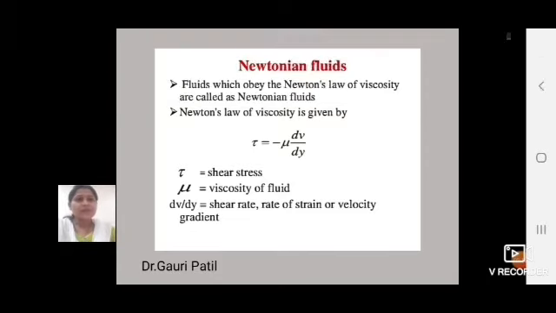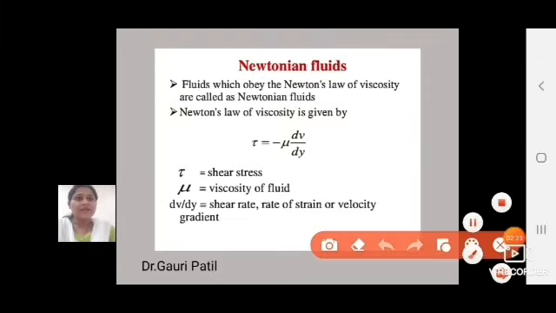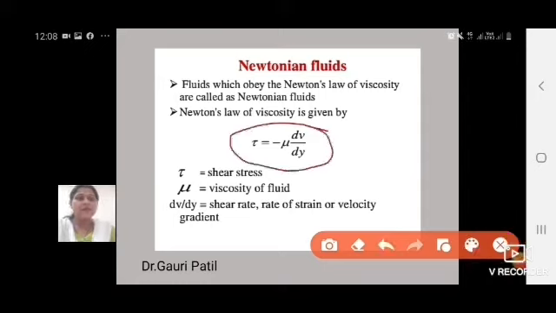Newton's law of viscosity is given by this formula: tau is equal to minus mu into dV by dy, where tau is the shear stress and mu is the viscosity of the liquid. We also know that dV by dy is the shear rate or shear strain, which is nothing but the velocity gradient. Velocity gradient means the decrease in velocity.